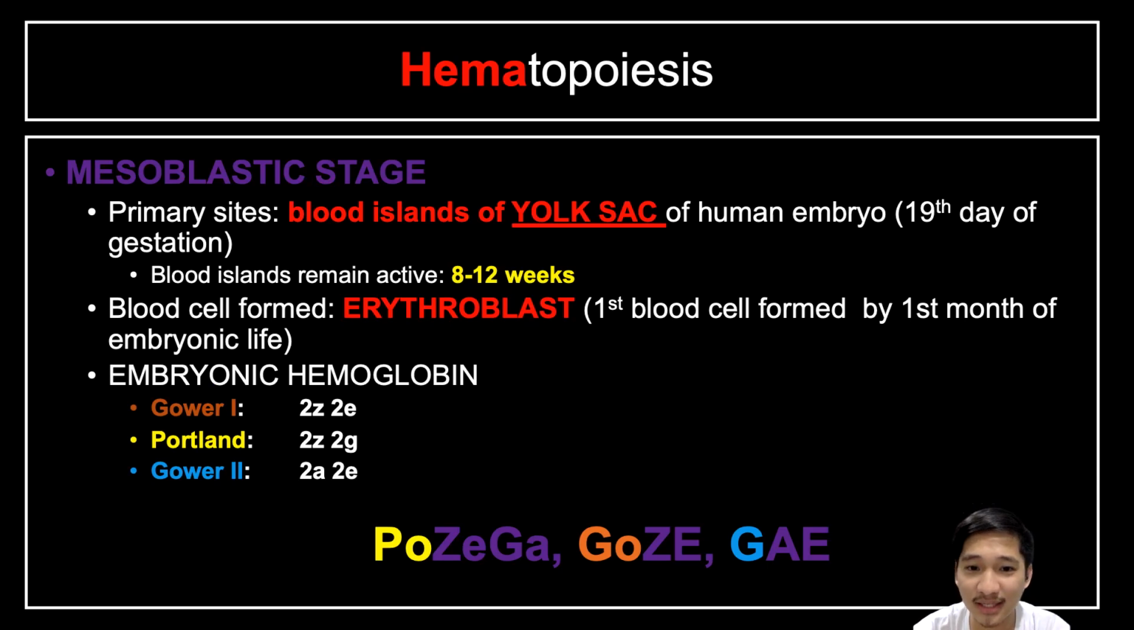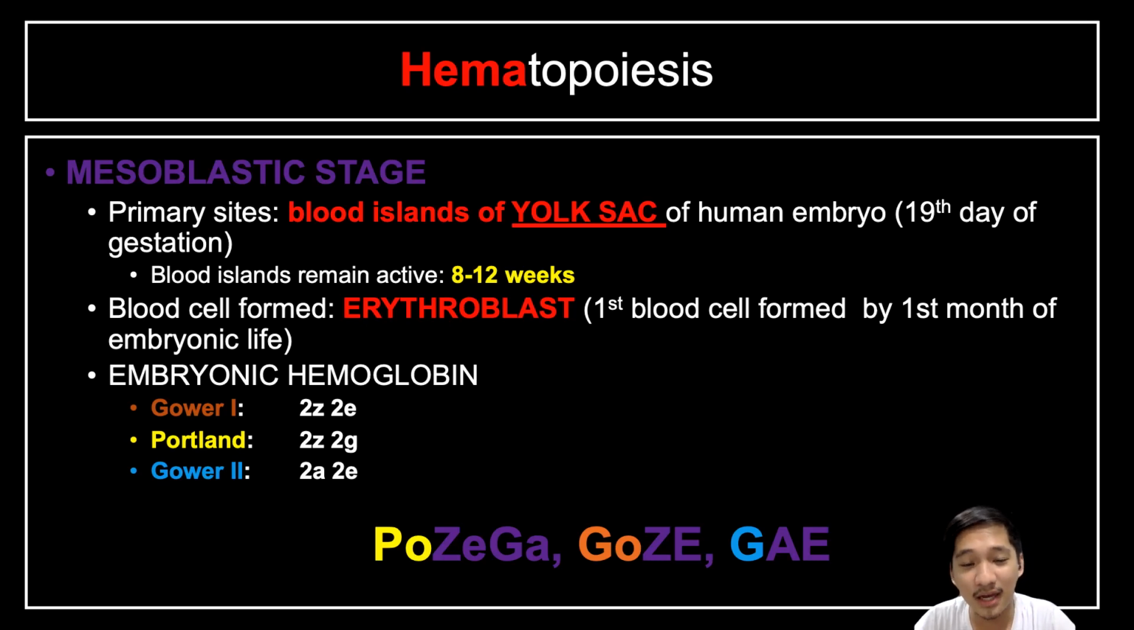The first blood cell that is formed in the mesoblastic stage is the erythroblast, which is the first blood cell formed by the first month of embryonic life. So the erythroblast is developed in the blood islands of the yolk sac during the mesoblastic stage. We have the three major hemoglobins that are produced during the mesoblastic stage: the Gower 1, the Portland, and the Gower 2.